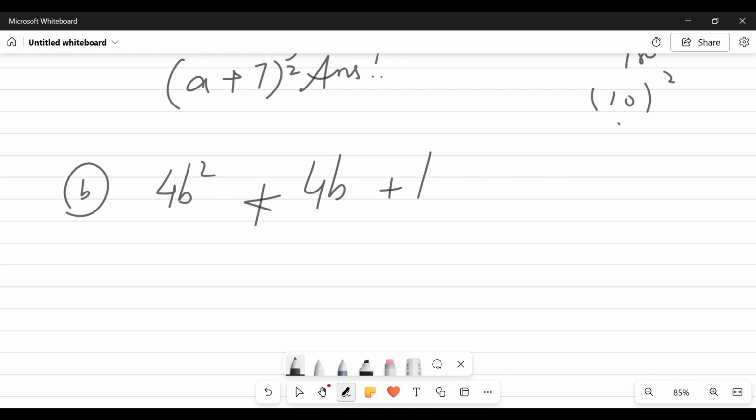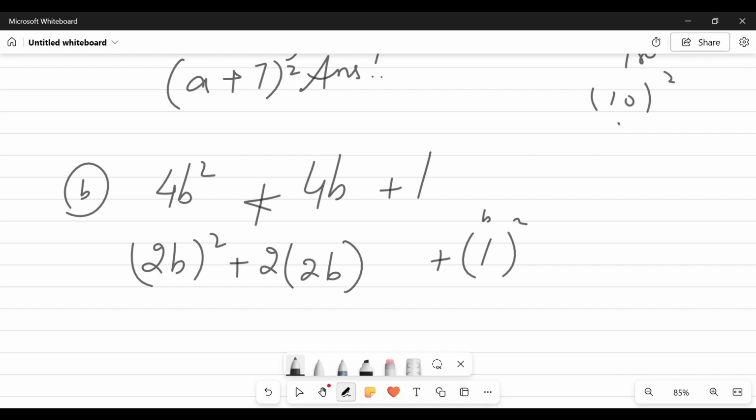What is the square root of 4? The square root of 4 is 2. And what is the square root of b square? b. So 2b. I'm taking the square root of 4b square, then the whole square, leaving some space in the center, then plus 1 the whole square. Now the formula says plus 2ab, where a is 2b and b is 1. Now when you multiply this, it must be equal to 4b. 2 2s are 4, and 4 times b is 4b. So the first term and the last term are perfect.